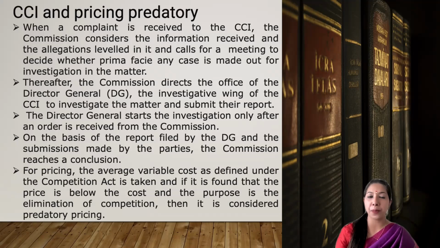And on the basis of the report filed by the Director General and submissions made by the parties, there will be audi alteram partem. That means both the parties will be heard and evidence will be taken, and the commission reaches a conclusion. So for pricing, the average variable cost as defined under the Competition Act is taken. And if it is found that the price is below the cost, and the purpose is the elimination of competition, then it is considered to be predatory pricing.